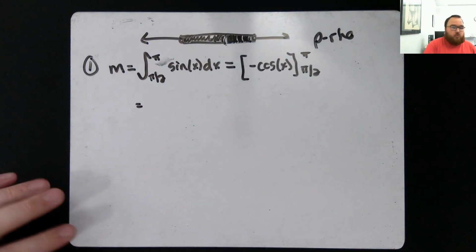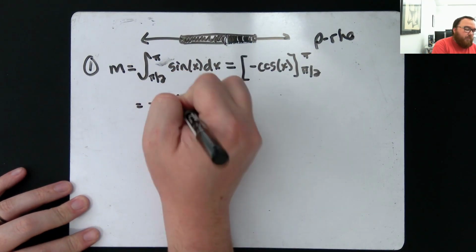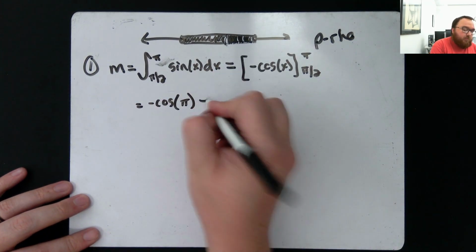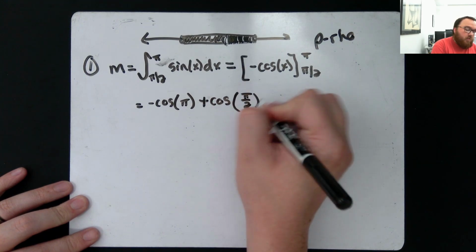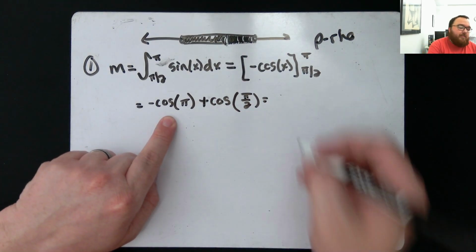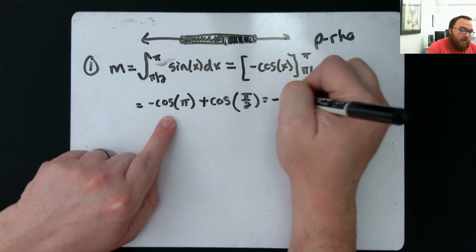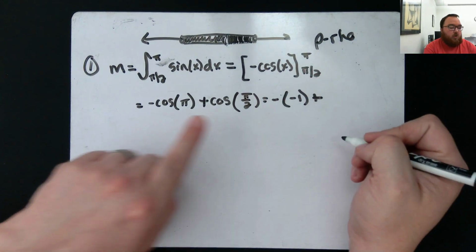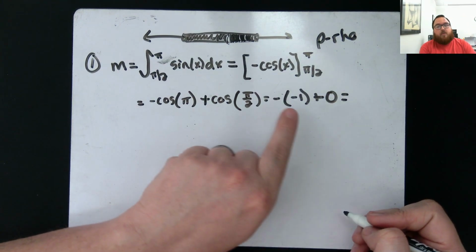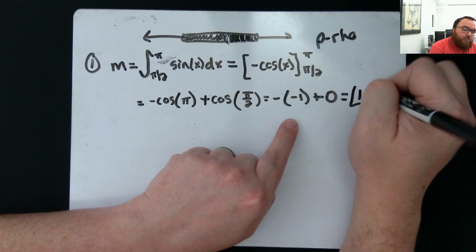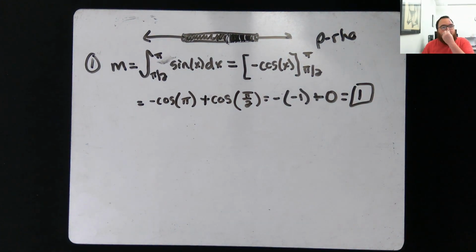Plug in our top bound first, which is pi. So negative cosine of pi minus, which makes it plus, plug in the bottom bound. Cosine of pi is negative 1, so that's negative negative 1, plus cosine of pi over 2 is 0. The negative 1 just makes it positive 1. And that's it. That's what I meant. I'm not saying that it's not hard. I just mean don't make it harder than it is. It looks worse than it really is.